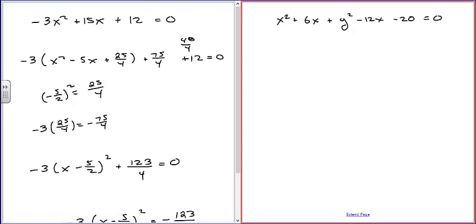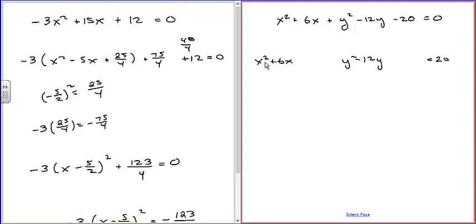So the last couple of examples, we're going to have both x squared and y squared parts. So you just do the same thing, but you have to do it twice. So we're going to start off where we have just a coefficient of 1 in front of x squared and y squared. So you take the x squared plus 6x, separate that from the y squared minus 12y, sorry, that should be a y. And what we're going to do is we're going to move the 20 to the other side. So I'm going to add 20 to both sides.